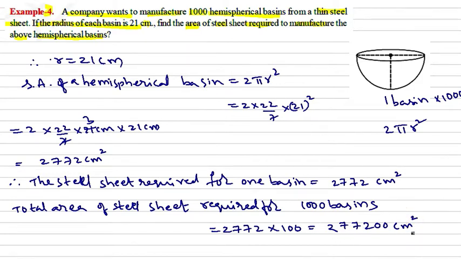If you want to convert centimeter square to meter square, we need to divide by 100 into 100, that is 27.2 meter square will come.